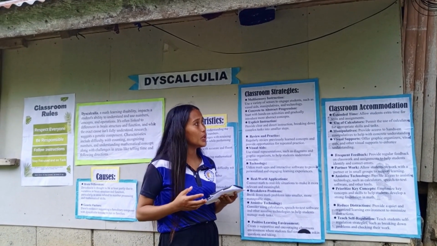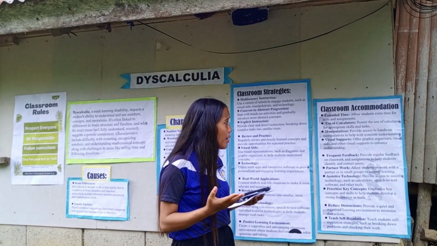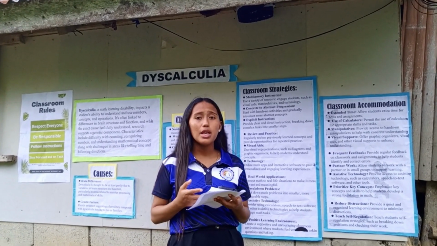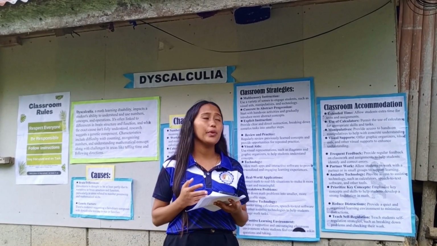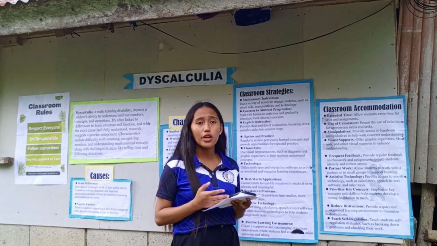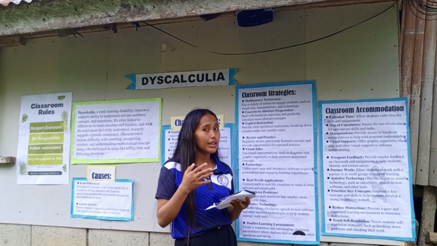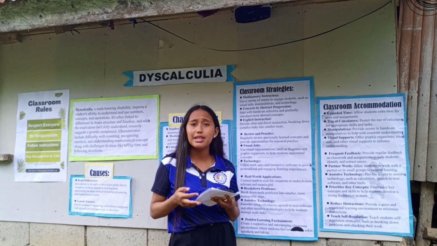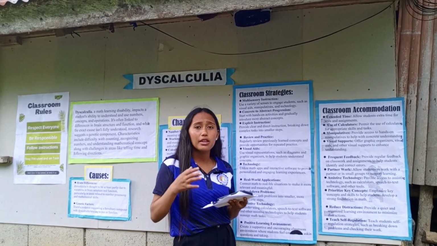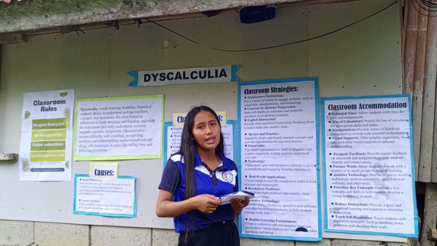So let's proceed to classroom accommodation. So classroom accommodation includes extended time, use of calculator, manipulatives, visual supports, frequent feedback. Of course, frequent feedback, you need to give feedback or positive feedback to the students that have a disability of dyscalculia in order for them to be motivated more to do better or to do more of the activity.